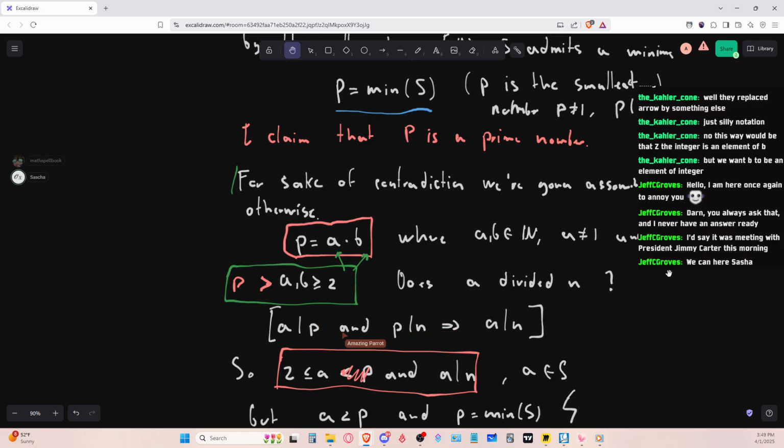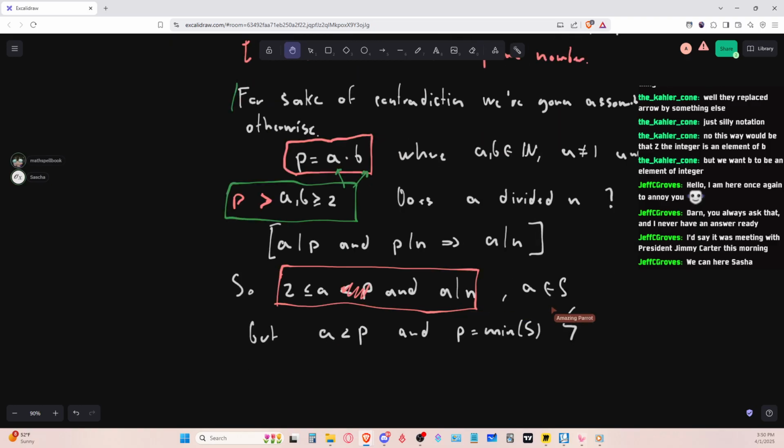Then I ask you, does A divide N? And you say, well, A divides P and P divides N, so A has to divide N as well. Right, so we use this property and conclude that A divides N. After that, we're clear because we have shown that A is greater than or equal to 2, and we also show that A divides N. So this is exactly what it means for a number to be inside of S.